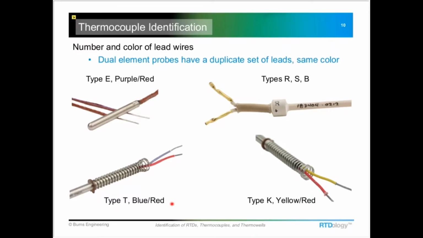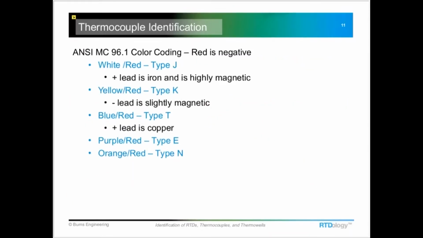We go over here to a type T thermocouple. We've got a little different color code there. That's going to be blue and red. And if we look at the ANSI spec for color coding, the negative lead on a thermocouple is always red. The different type thermocouples are going to have a different color on the positive lead. So a type J, for example, is going to have a white lead and a red lead.